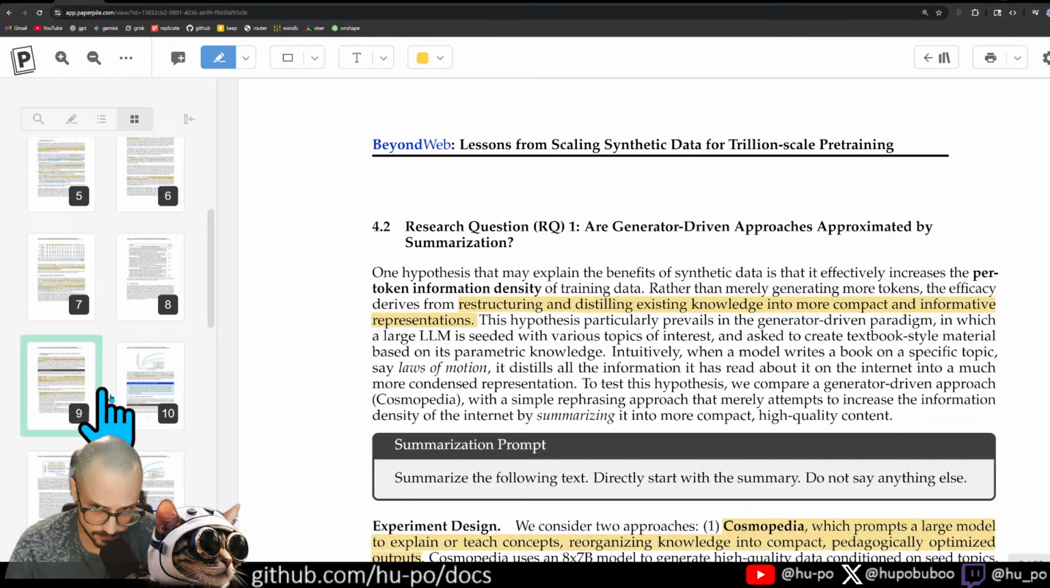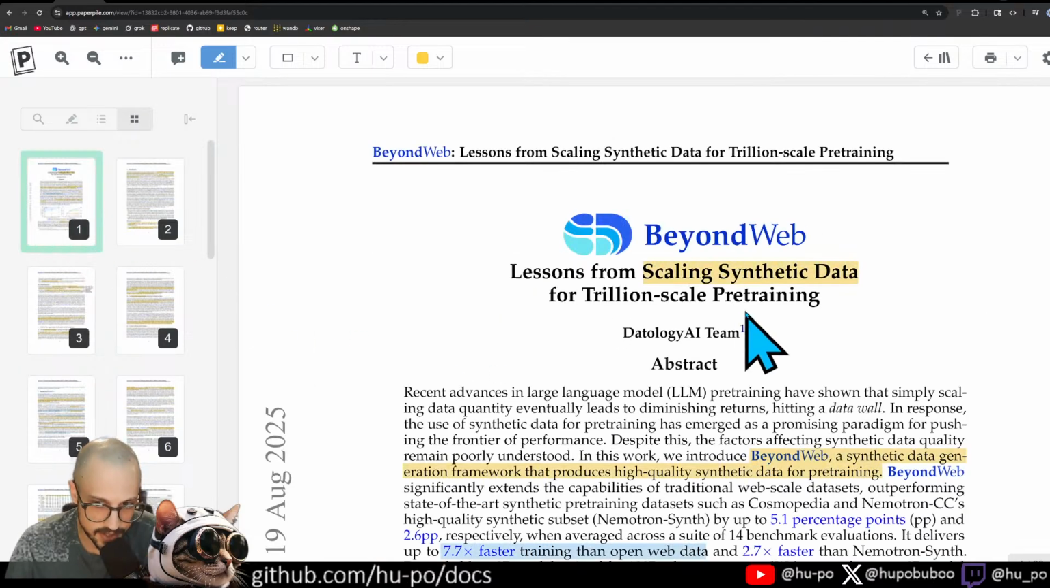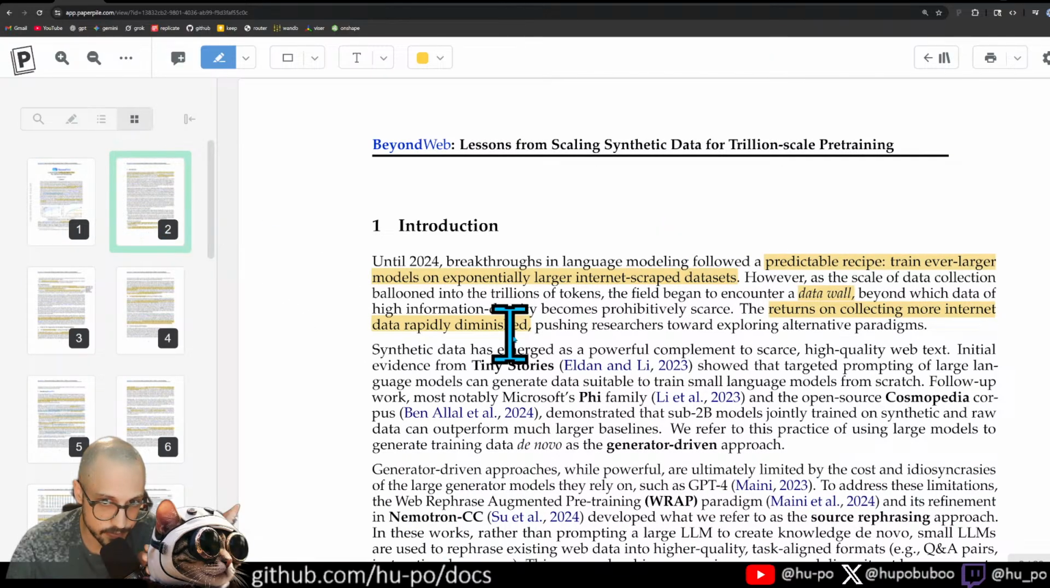So to me, that means there is no wall. Well, there is a wall, but it's not a data wall. There are lots of walls that are preventing and slowing down progress, but data is not one of them. Some people think that we've run out of internet data, so we're hitting a wall because there's no more internet data.